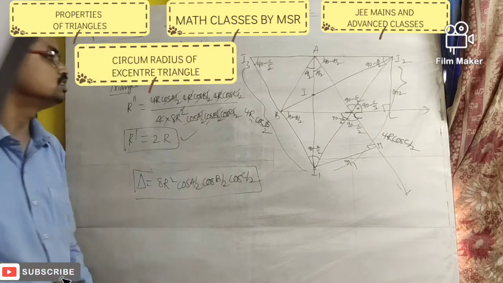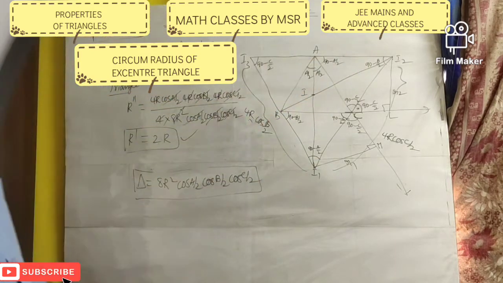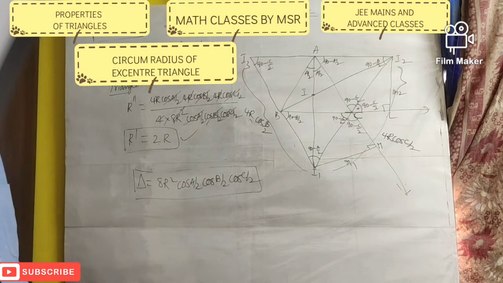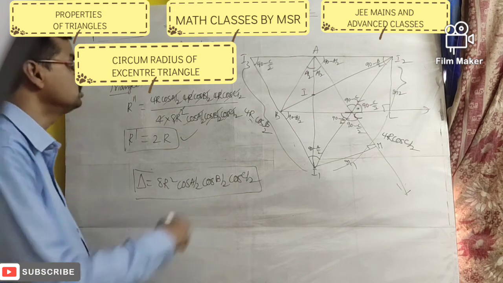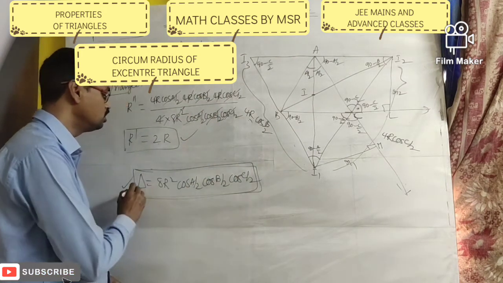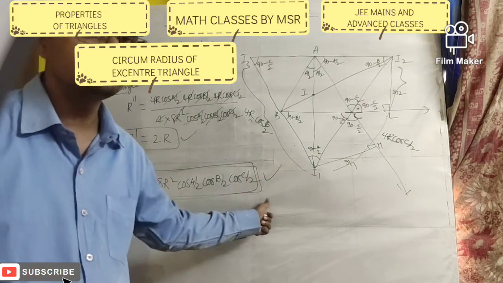Two times the circumradius is nothing but the circumradius of the excenter triangle. The circumradius of the excenter triangle is 2 times the circumradius of the given triangle ABC. And delta, the area of the excenter triangle, is 8R square cos A by 2 cos B by 2 cos C by 2.